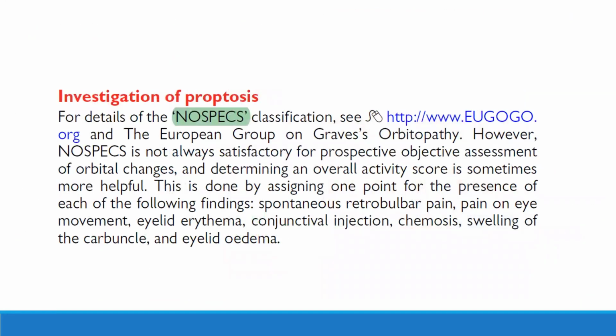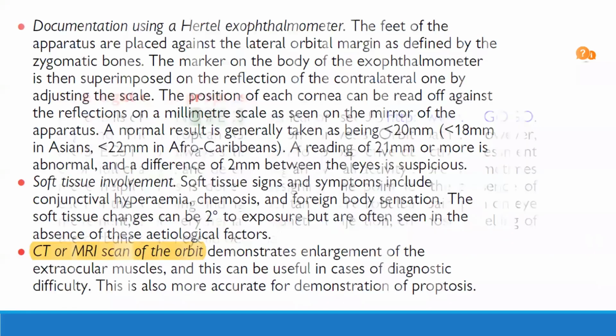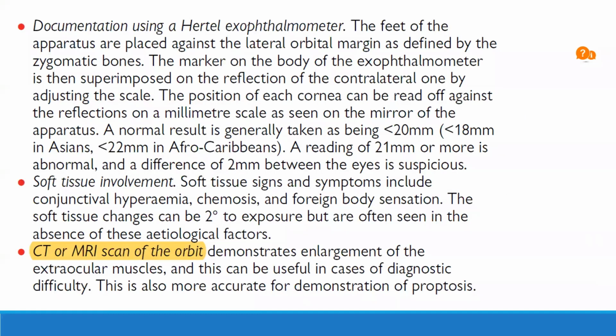How to investigate a case of proptosis? According to the guidelines, they recommend one classification, which is known as the NOSPECS classification. And this classification is presented in the EUGOGO guideline published in 2016. And I will give a hint about it, which is not actually very important clinically or in the exam. According to the guideline, we should know that soft tissue involvement is very important, which leads to conjunctival erythema, chemosis, and some foreign body sensation.